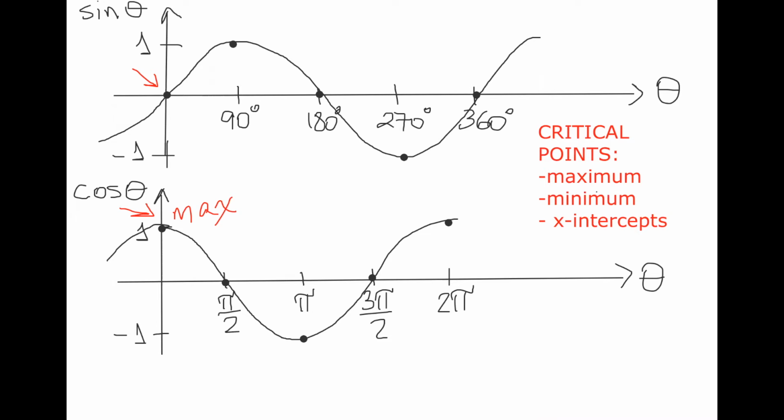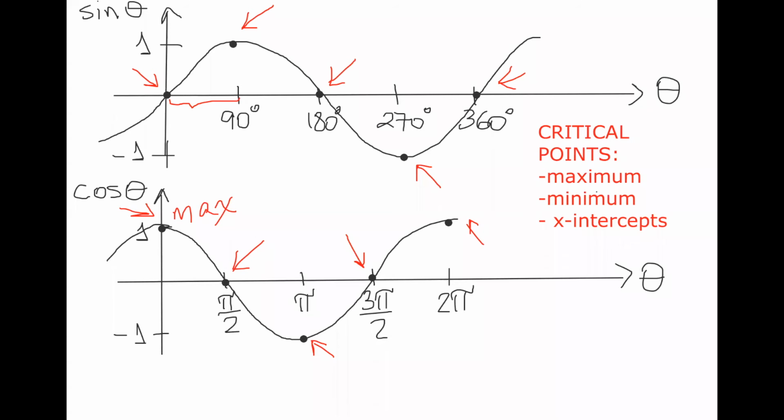Going back to the sine graph, we have a point of maximum at 90 degrees, an x-intercept at 180, a minimum at 270 degrees, and another x-intercept at 360. A similar thing over here: we have an x-intercept at pi over 2 for cosine. For cosine, we have a minimum at pi, another x-intercept at 3 pi over 2, and a point of maximum again at 2 pi.